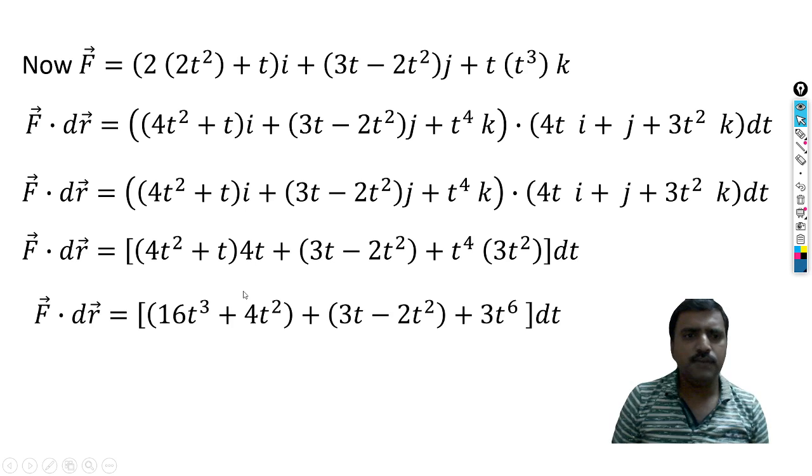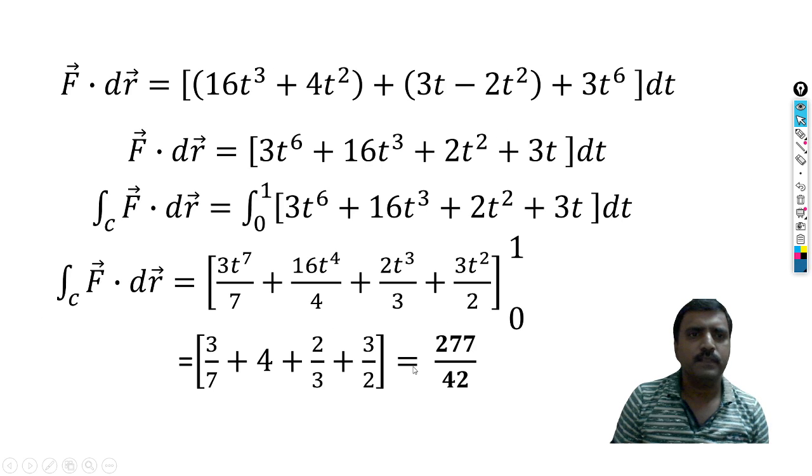Now if you multiply 4t square with 4t, it is 16t cube, and t into 4t is 4t square. So f dot dr, when simplified, looks like this: (3t to the power 6 plus 16t cube plus 2t square plus 3t) into dt. Now you take the integration from 0 to 1.